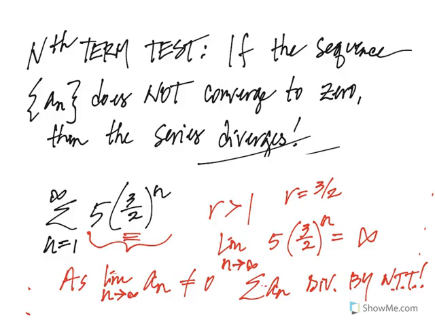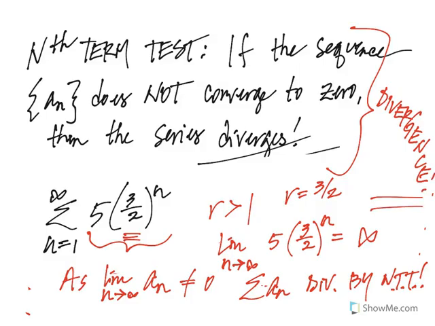Now, put this in your notes, please. The nth term test, this test right here, is used only to show divergence. It cannot show convergence. Let me give you a quick example. Let's say I have the sum from n equals 1 to infinity of 1 over n. I don't yet have a test to show you for this, but I can show you how this works.